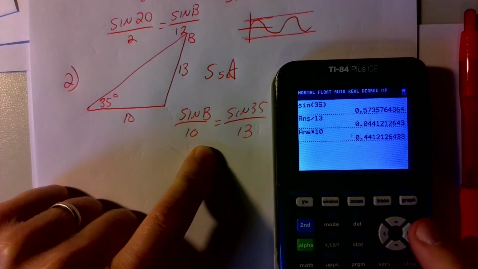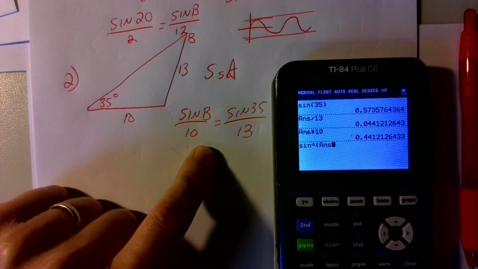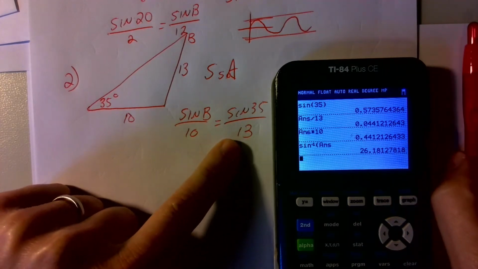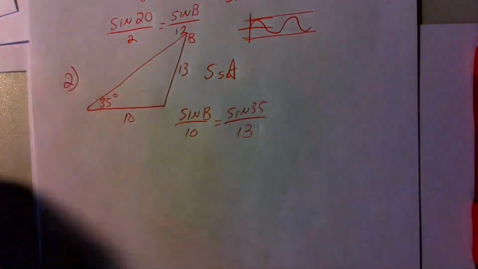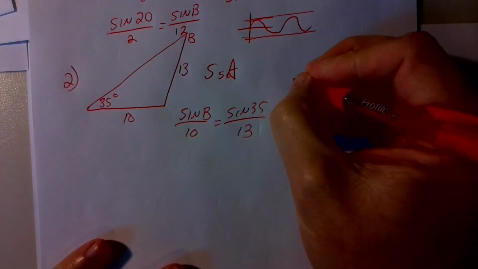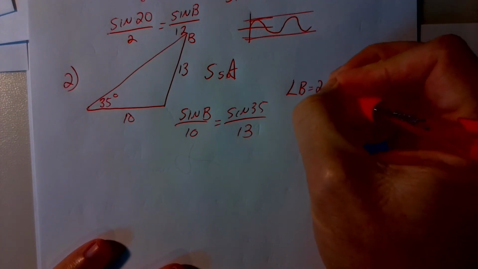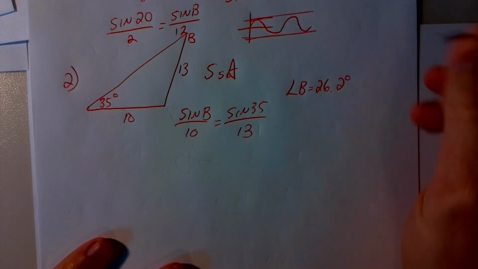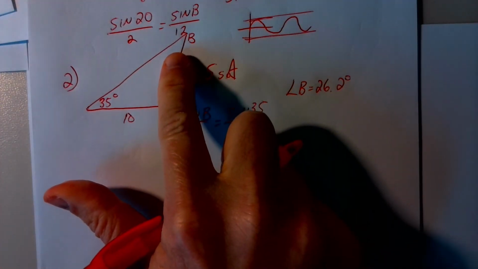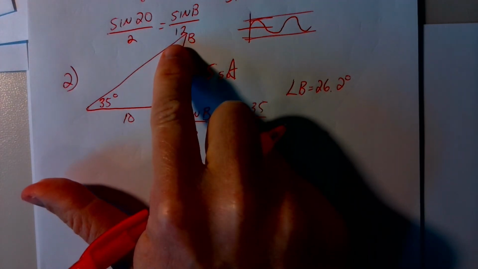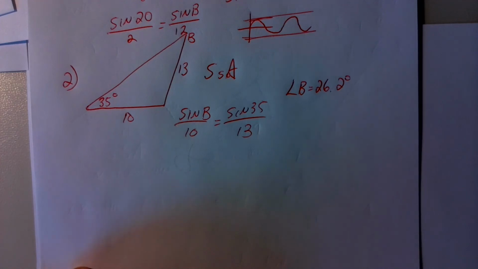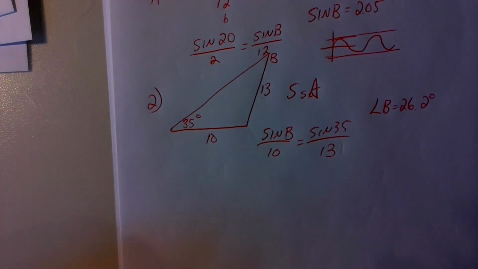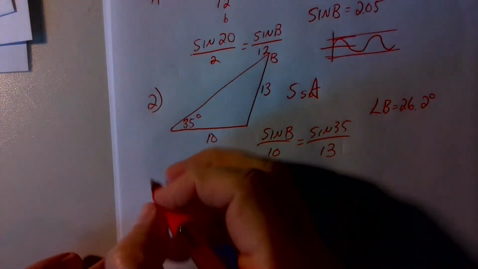So now I get to sine inverse that answer, and you can see that it says that it's 26.18 degrees. So angle B equals 26.2 degrees. And you can see up there, I didn't draw this perfectly to scale, but it's probably pretty small. And that kind of makes sense. I've been talking about this for a long time.